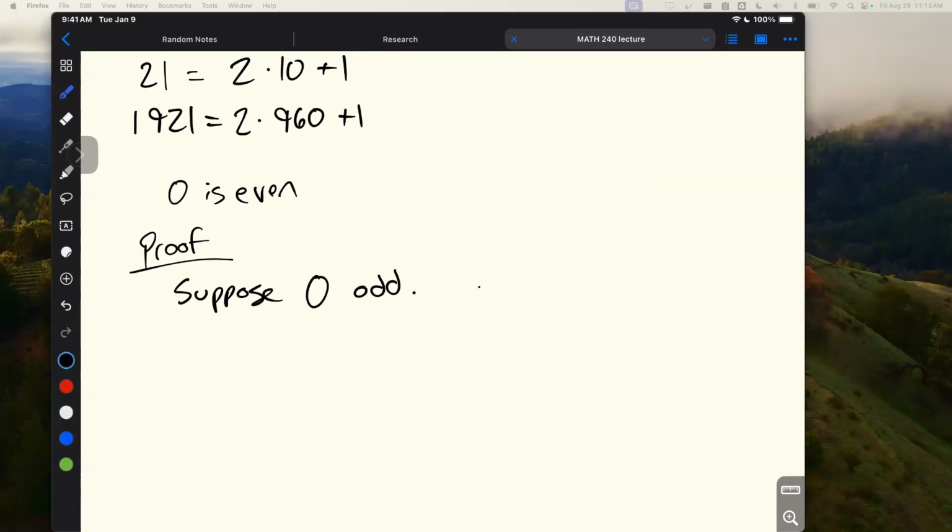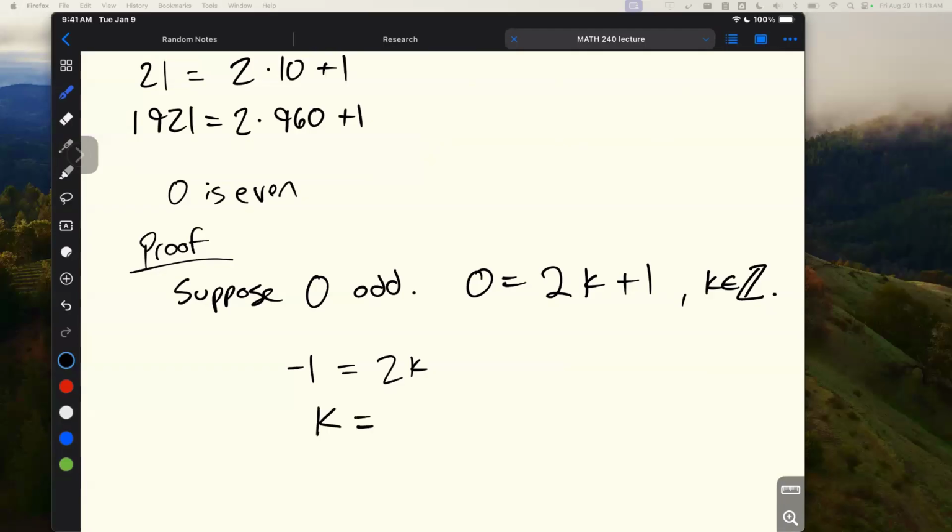What does that mean we can do? We can write it as an odd number. So 0 is equal to 2k plus 1, where k is an integer. So if we write it that way, then I suppose we want to find out what k is. So we'll move 1 to the other side. So we have -1 is equal to 2k. And then we've got a 2 still over there. So let's divide everything by 2. So we get k is -1 over 2.